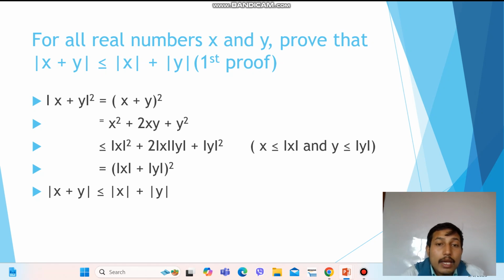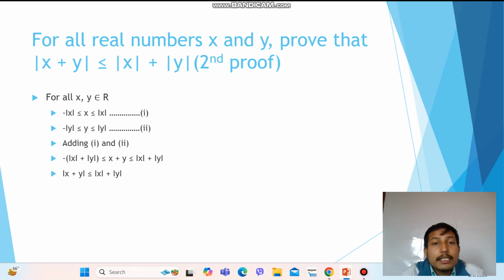And since we know x is less than or equal to modulus of x and y is less than or equal to modulus of y, so we can say that x square plus 2xy plus y square is less than or equal to modulus of x square plus 2 modulus of x into modulus of y plus modulus of y square, which will be equivalent to modulus of x plus modulus of y whole square. So we can say that modulus of x plus y is less than or equal to modulus of x plus modulus of y. This is the first proof of this statement.